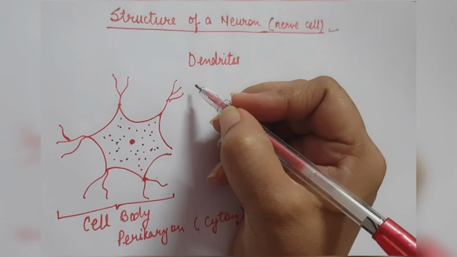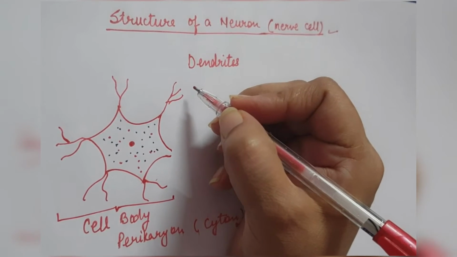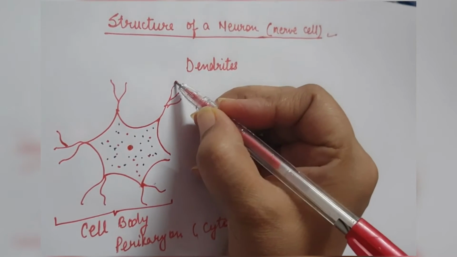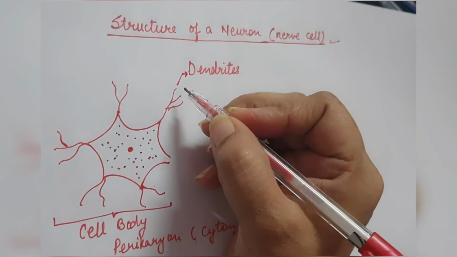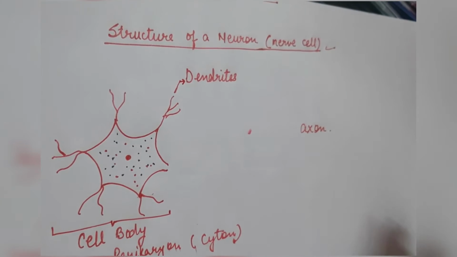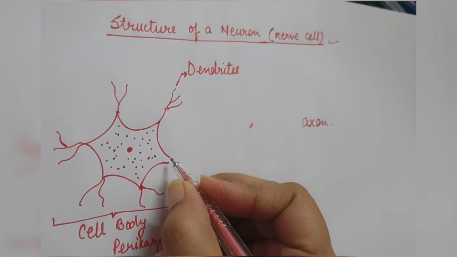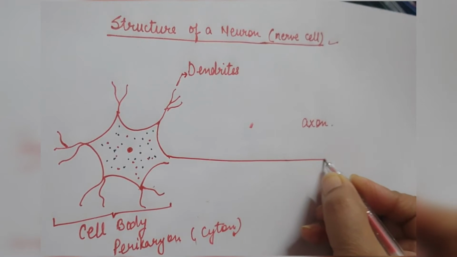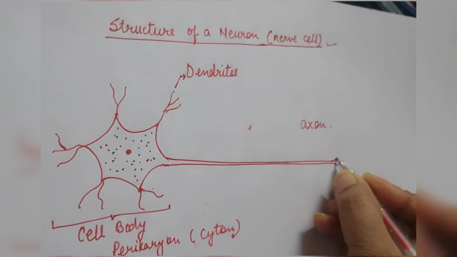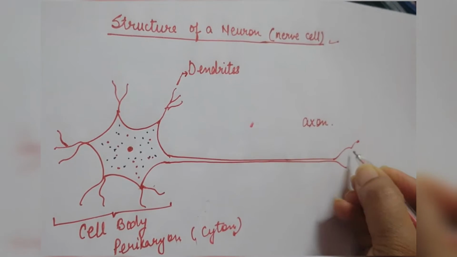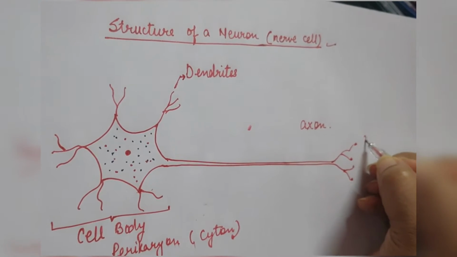Then we have these extensions, these branched cytoplasmic projections of the cell body, and these are known as the dendrites. Then from one of the dendrites there is a long process from the cell body. It ends in a few nerve endings. We can call these the nerve endings.